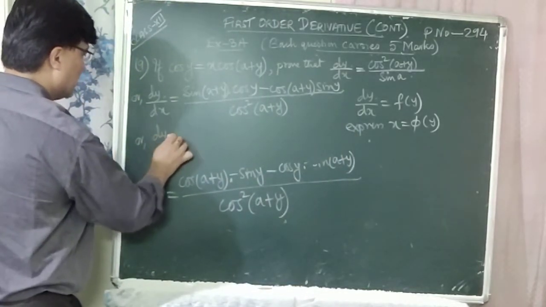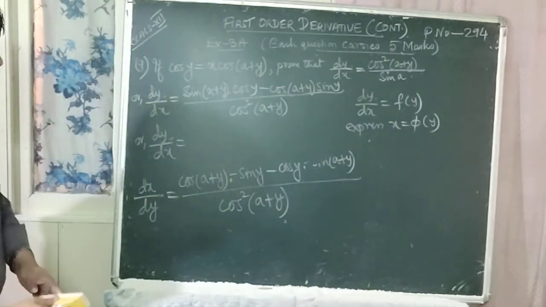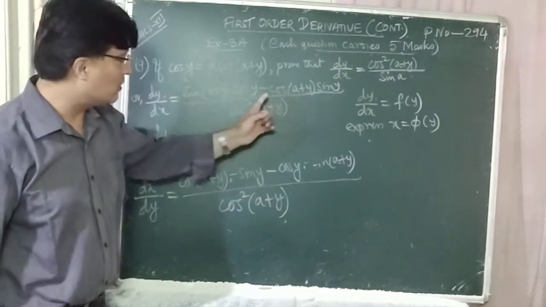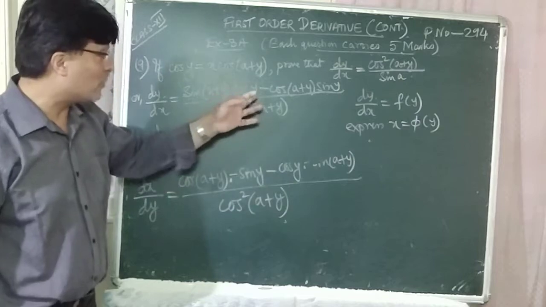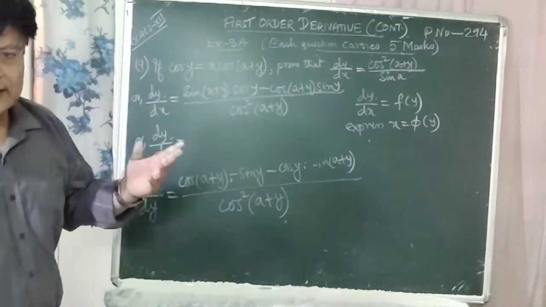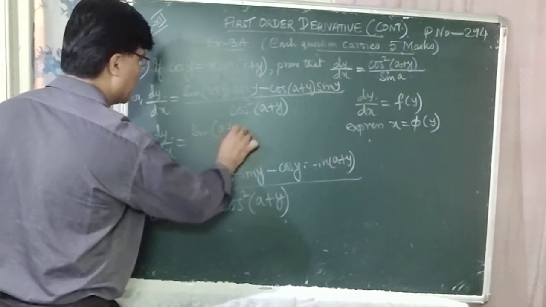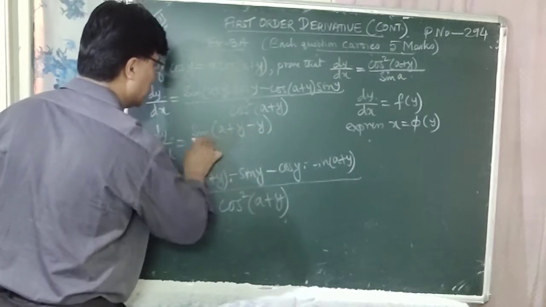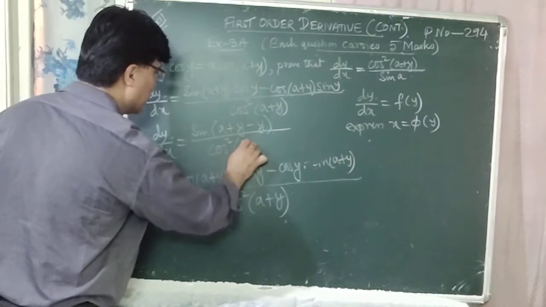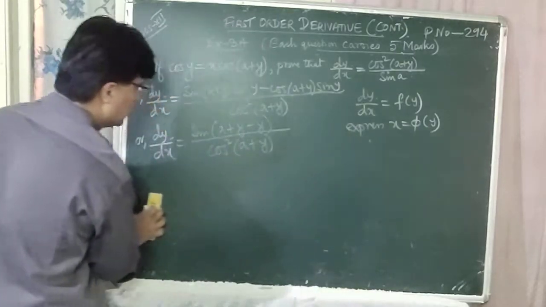Is that clear? Now we can simplify it further. dy by dx is equal to, now in the numerator which formula is used? You know the formula? Sin a cos b minus cos a sin b. Here a plus y is taken as a and y is taken as b. So this is sin a cos b minus cos a sin b. What is the formula? Sin of a minus b, right? So it is sin of, what is a minus b? a plus y minus y, that is sin of a minus b, divided by cos square a plus y, right? So let us simplify it now.